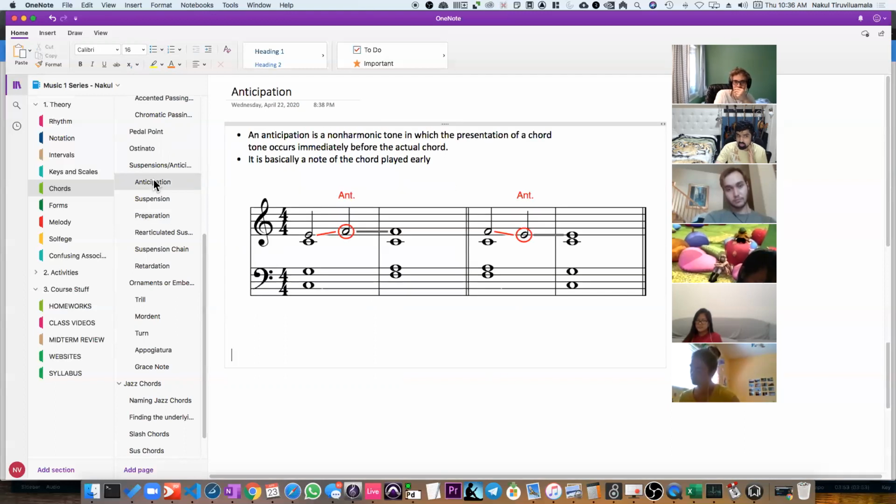Let's look at anticipation one more time, just to think about how this is the inverse, right? This F doesn't work so well for this chord, but it works really well for this chord, right? That's an anticipation.